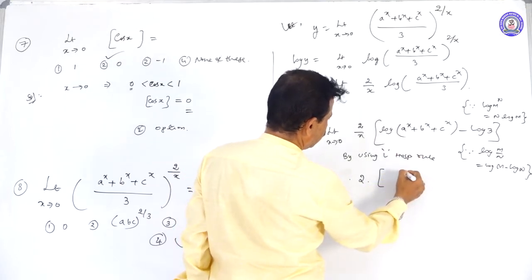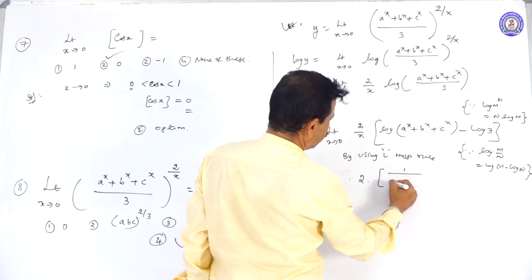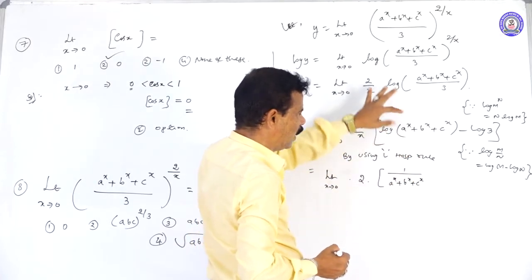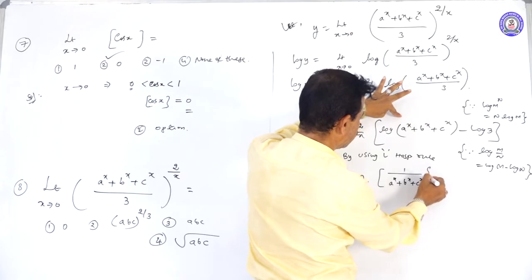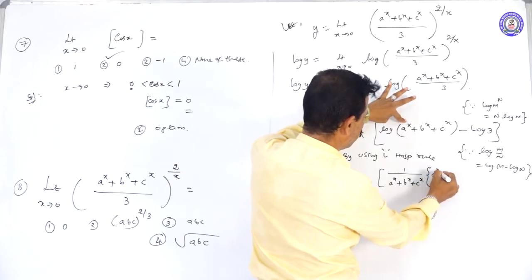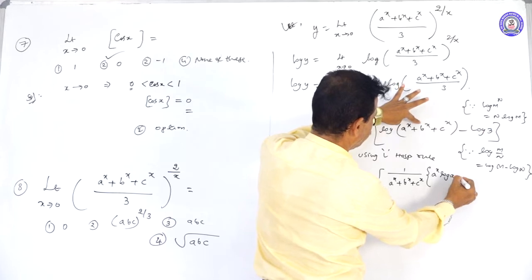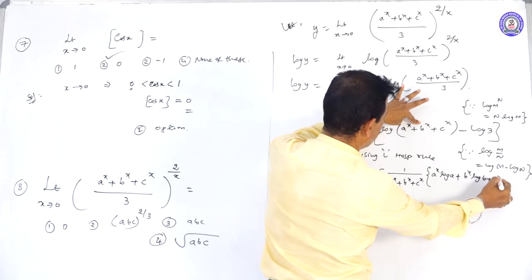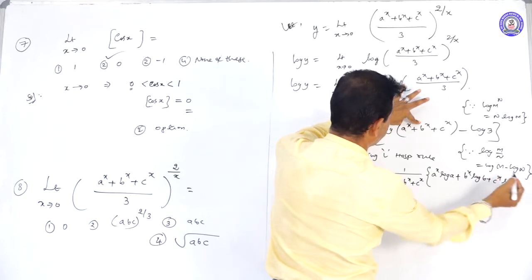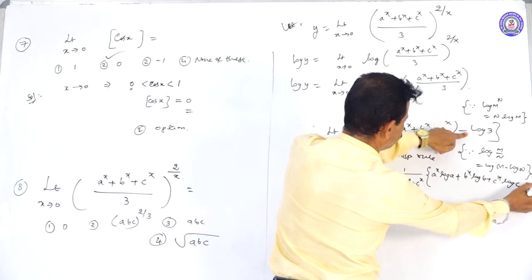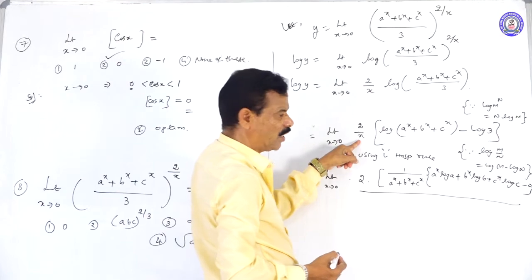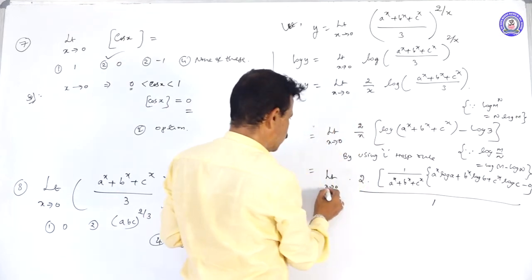Differentiation of log (a^x + b^x + c^x) is 1 by (a^x + b^x + c^x), and again the differentiation of this: a^x differentiation is a^x log a, plus b^x log b, plus c^x log c. Log 3 differentiation is 0. After this, the denominator x differentiation is 1, with limit x tends to 0.